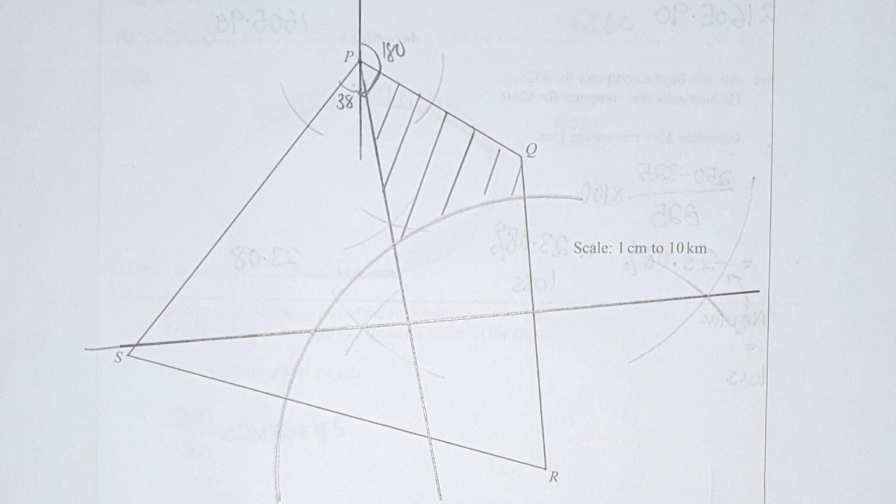And they wanted you to measure the bearing of S from P. So the bearing of S from P is actually 180 plus 38 degrees, which is 218.